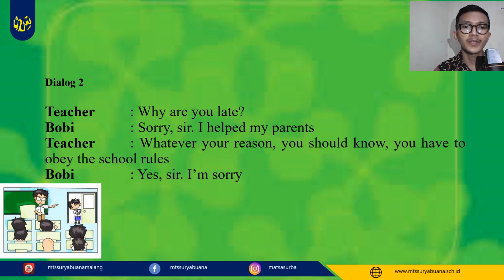After I read this dialogue for you, which sentence expresses obligation or prohibition? Okay, I will show you. Here we go. You have to obey the school rules. Is this sentence prohibition or obligation? This sentence expresses obligation because here it states have to. You have to obey the school rules.